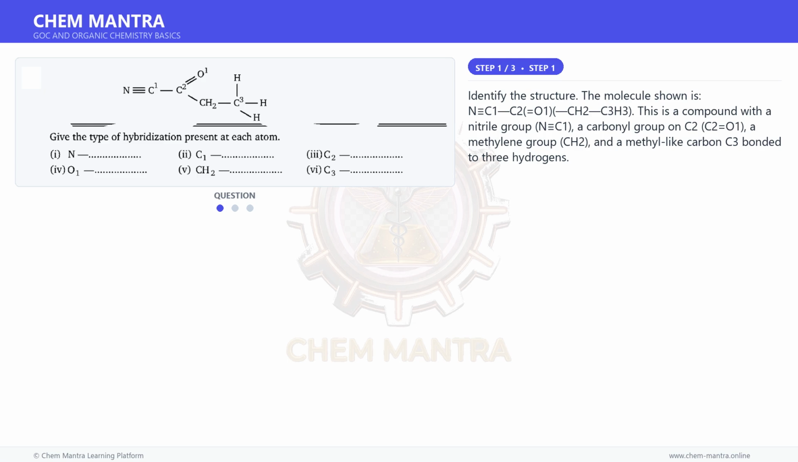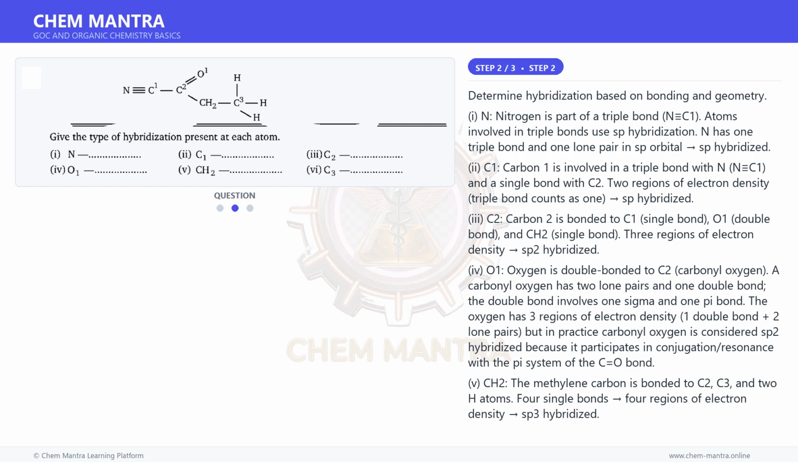Identify the structure. The molecule shown is N≡C-C(=O)-CH2-CH3. This is a compound with a nitrile group, N1, a carbonyl group on C2, C2 double bonded to O1, a methylene group, CH2, and a methyl carbon C3 bonded to 3 hydrogens. Moving on to the next step.